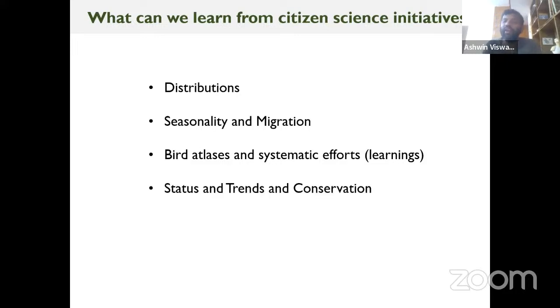And then you can understand trends and status. How well is a bird doing? Has it increased in the last 10 years? Has it decreased in the last 10 years? And this is really important because this has direct impacts on conservation.